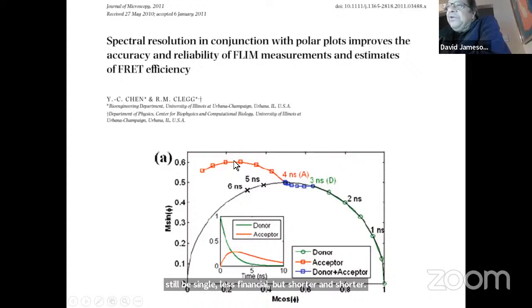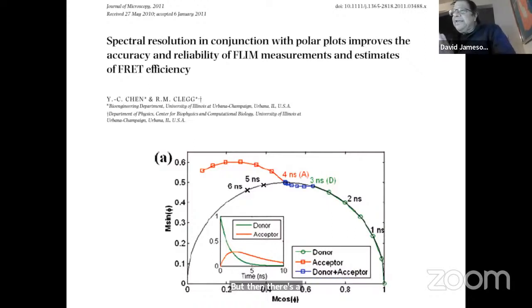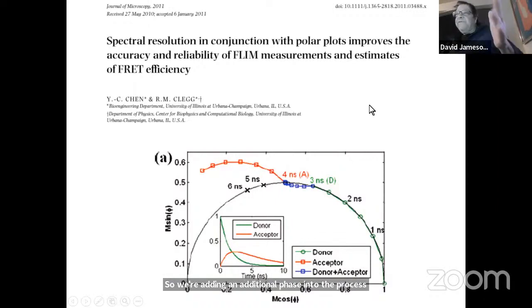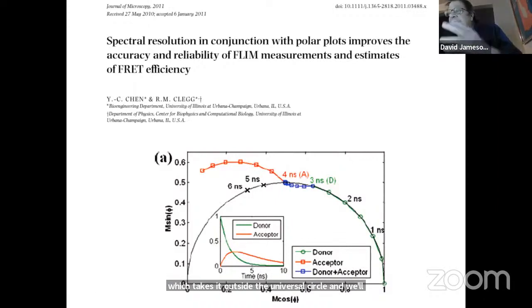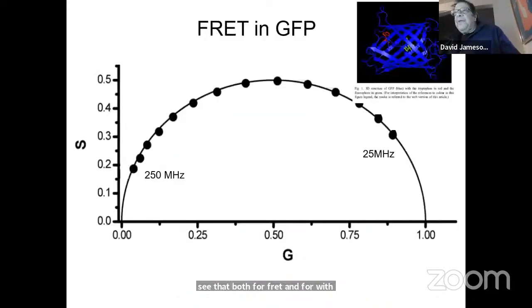But interestingly, he also showed what happens when you look at the acceptor fluorescence. So we're exciting the donor, but we're looking at the emission from the acceptor, and we see it's outside the universal circle. And this is the important concept, because we excite the donor, and there's a certain phase delay in that process, but then there's a phase delay before we transfer to the acceptor. So we're adding an additional phase into the process, which takes it outside the universal circle. And we'll see that both for FRET and, with Laurdan, we'll see relaxation processes.